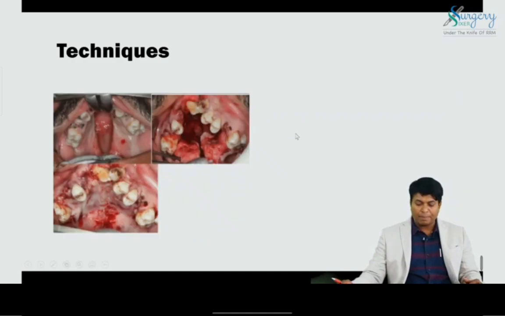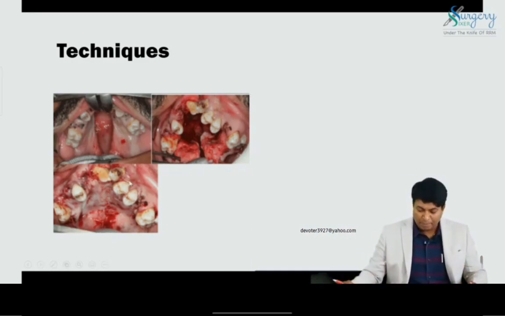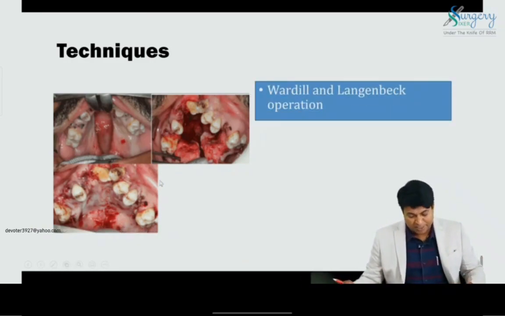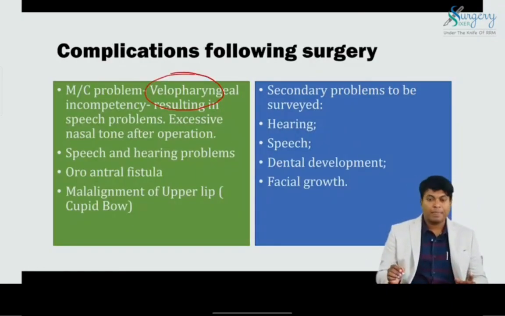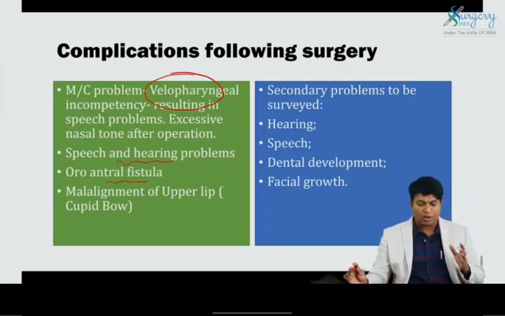The soft palate is repaired by Furlow, and the hard palate is repaired by what method? This is a classical method showing there is a defect in the soft palate as well as the hard palate. They are approximating it by the Wardill and Kilner operation. Please don't forget this operation. So now the complications are velopharyngeal problems, excessive nasal tone, speech and hearing problems, oroantral fistula. All these are various complications seen.